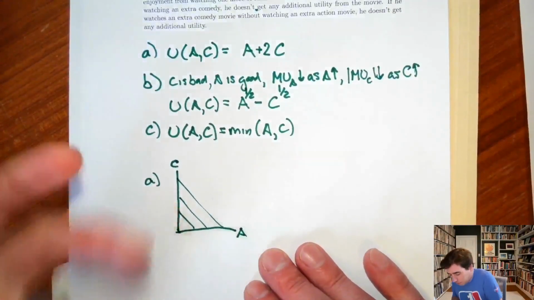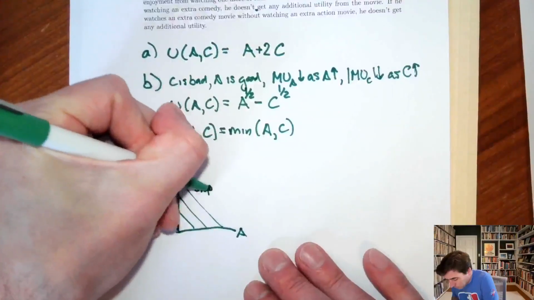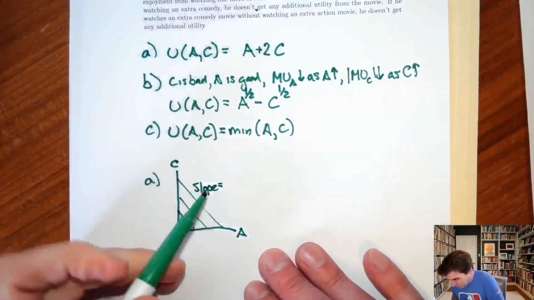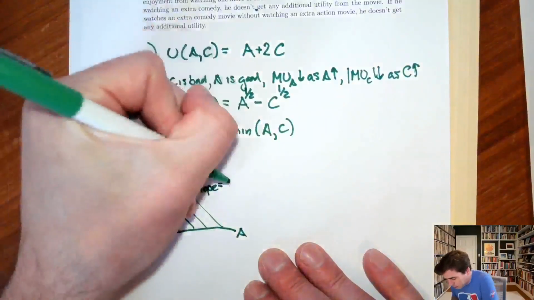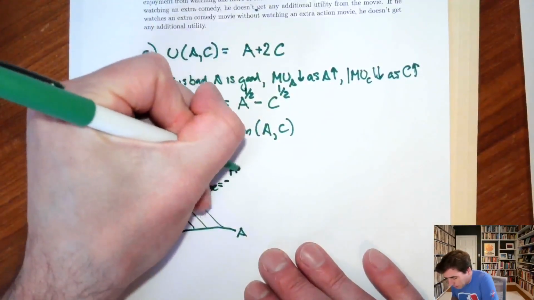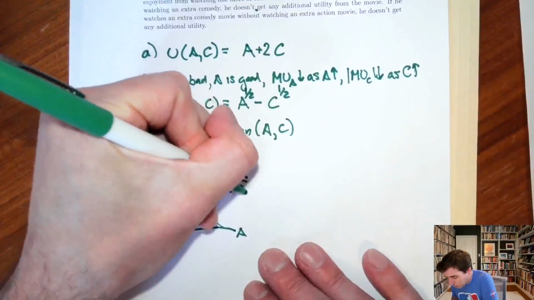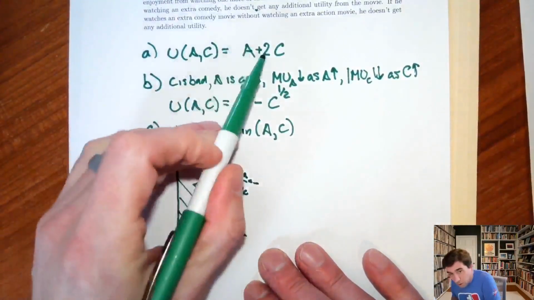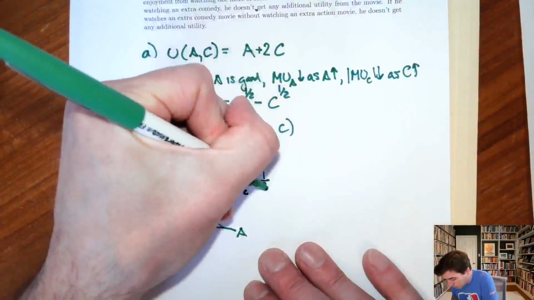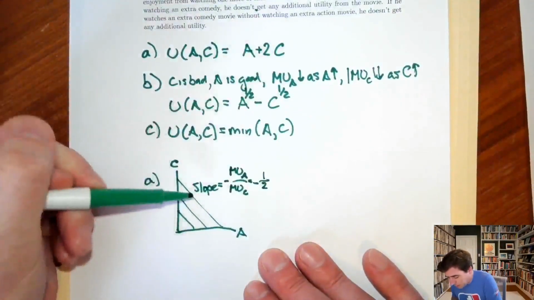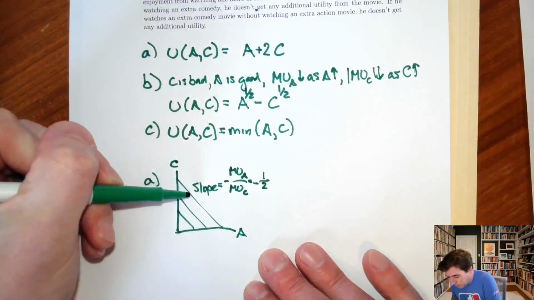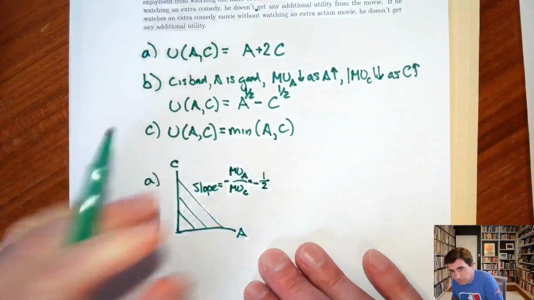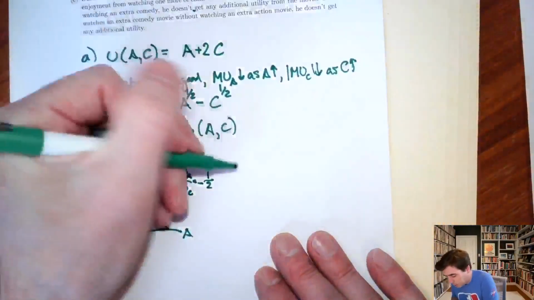Now, what's the right slope here? We go back up here and we realize that the marginal utility, well, let's just write it out. Should be marginal utility of A over marginal utility of C, right? Well, that's just minus 1 over 2. Which makes sense. Since we like comedies more, if I give up one comedy, I have to give you 2 action movies to make up for it. Okay. Moving on to part B now.